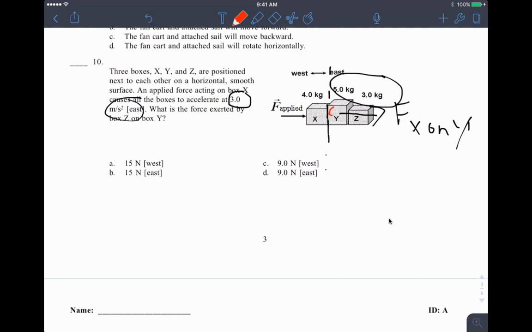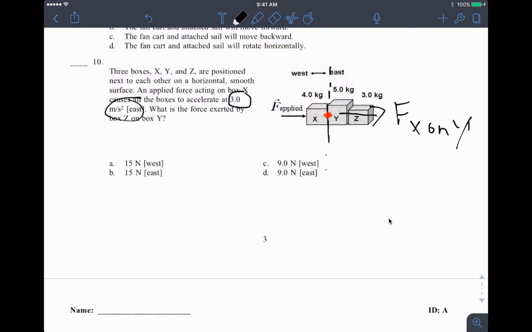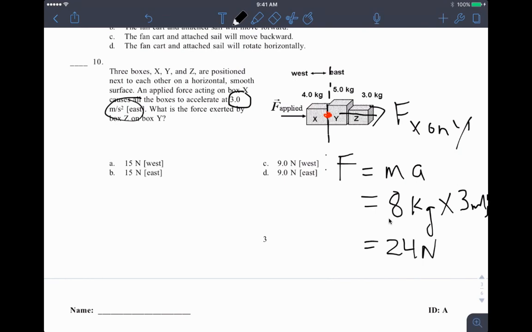If we stuck a little force meter right between X and Y, that would read a different amount of force than the force between Y and Z, because block X has to push 8 kilograms. So to figure out the force of X on Y would be very similar. We would just say F is equal to the mass times the acceleration. In this case, the mass is going to be 8 kilograms, because there's 8 kilograms of mass that's being pushed downstream. Now I would multiply that by 3, because remember, all the masses are moving together. It's a frictionless surface, and so I would get a force of 24 newtons this time. The force of X on Y would be 24 newtons to the east.